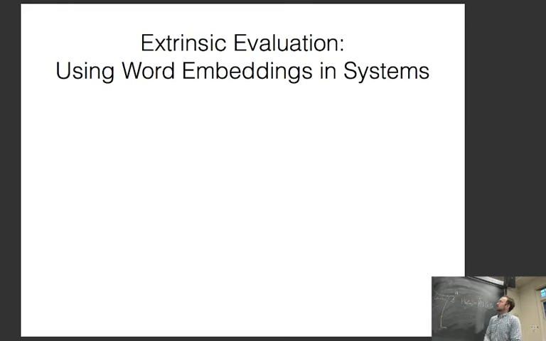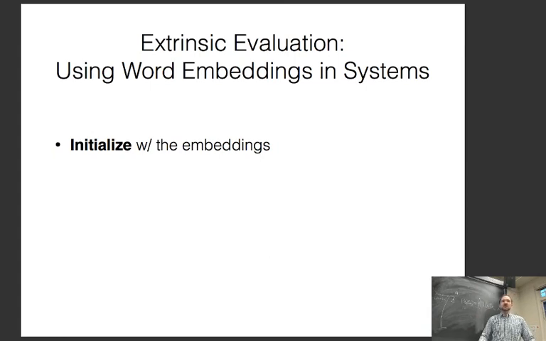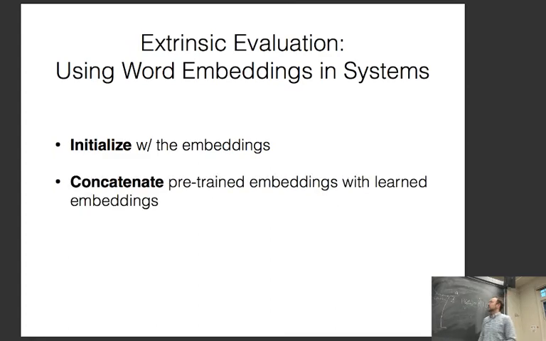So extrinsic evaluation, in my mind, is basically using the word embeddings in systems and seeing how well the systems do. So you can initialize your system with the embeddings and then start training the system. And because you initialize with better embeddings, your system often converges to a better place. Another way is you can concatenate the pre-trained embeddings with the learned embeddings. So every time you look up a word, you have the pre-trained embeddings, then you have your looked up embeddings.